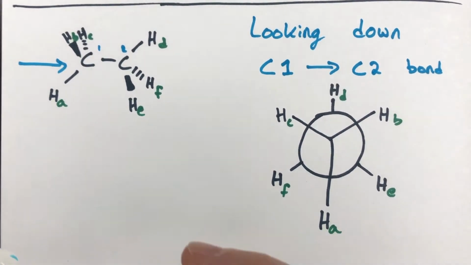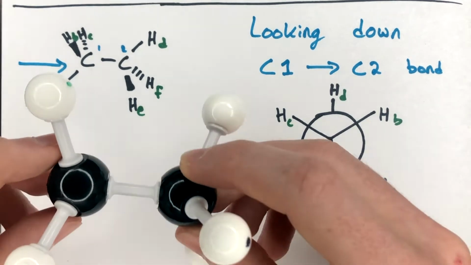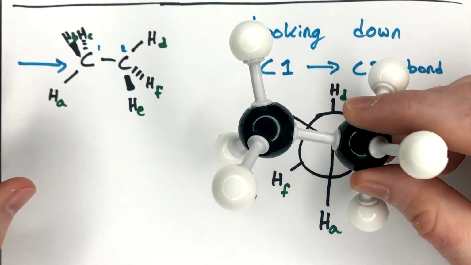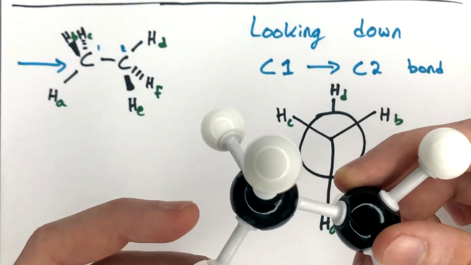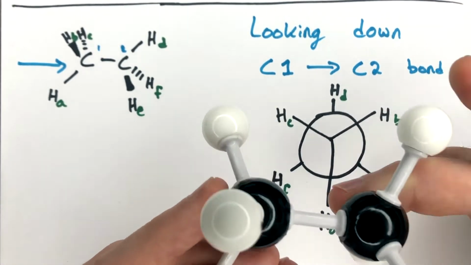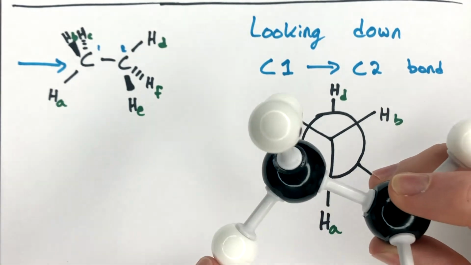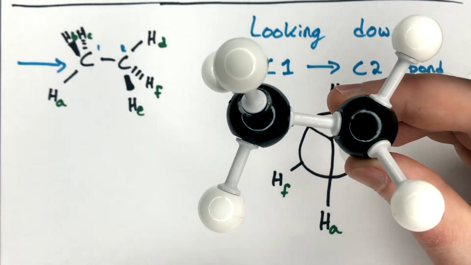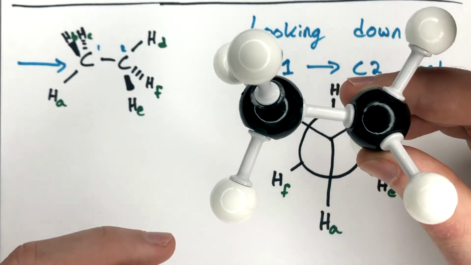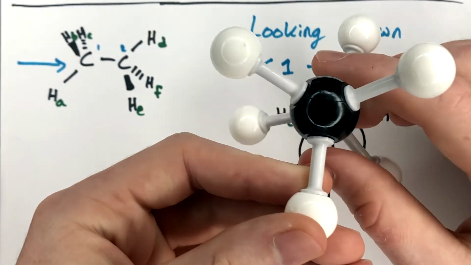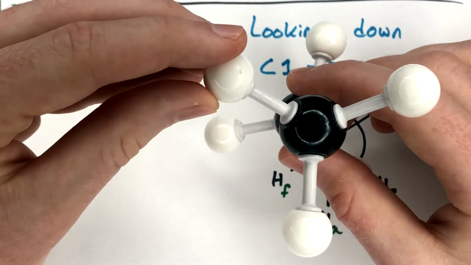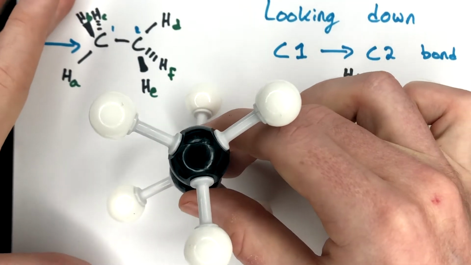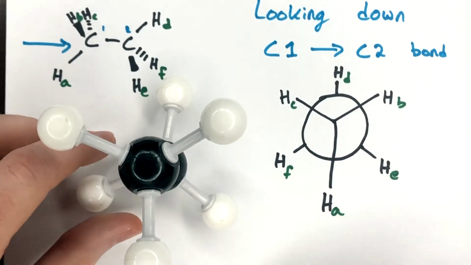So now let's go from the skeletal, showing it in our molecular kit, to this structure. Again, we have to get it such that it looks like this. So we have HA down here, HD up here. Now all we're doing is rotating this such that we are looking down this bond. We're not changing anything about the rotation of the bonds or anything like that.